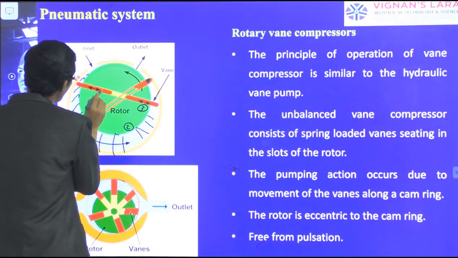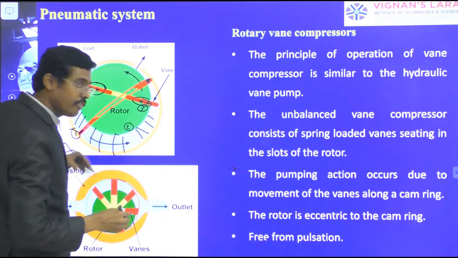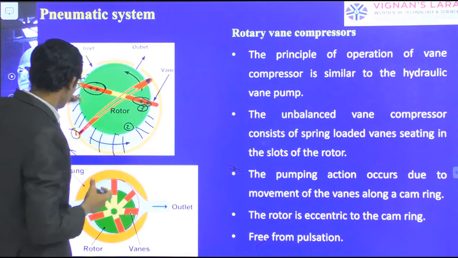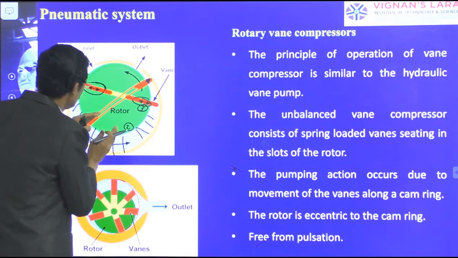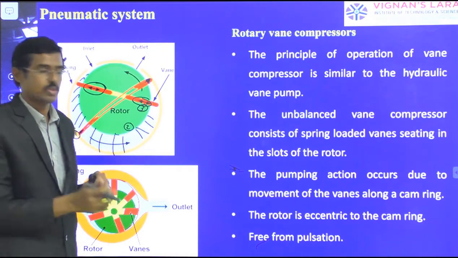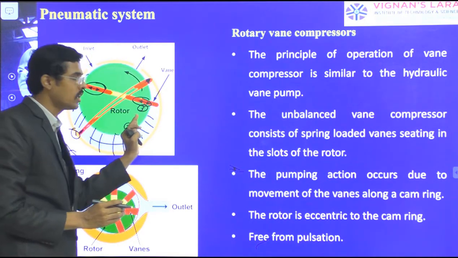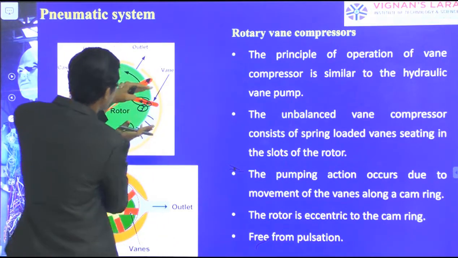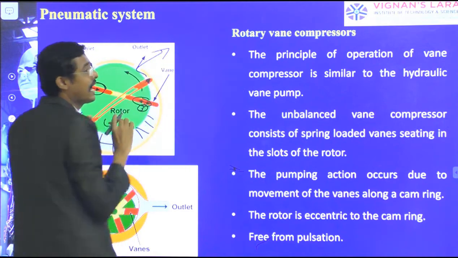Because the spring is going to come out, there is no chance of escaping of air or leakage of air. But this air is compressed by using this rotor and the vane alignment of the vane mechanism. So when this shaft rotates slowly, this volume of air keeps on compressing. And then when the outlet comes, it is going to release at a high pressure.